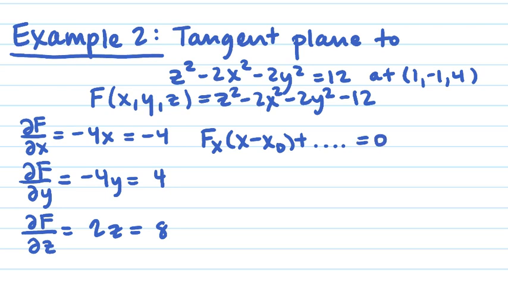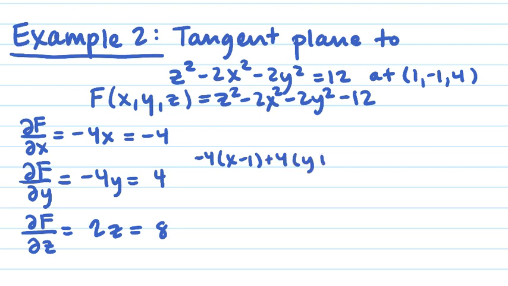So that's what I'm going to do. I'm going to say that negative 4 times x minus 1, plus 4 times y plus 1, plus 8 times z minus 4 is all equal to 0. And that's how we do it. Okay, so the tangent plane should be very, very friendly to us.